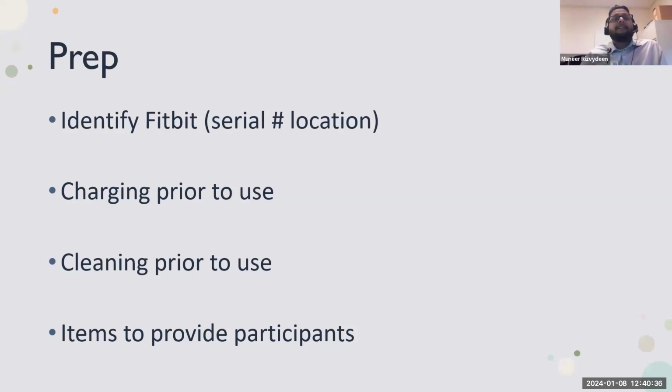In terms of cleaning, Fitbit has recommended we just use alcohol wipes and just wipe the device down. And items we provide to the participant are a charging cord, charging block, a couple of alcohol wipes, and we just put all of that in a Ziploc bag for them.